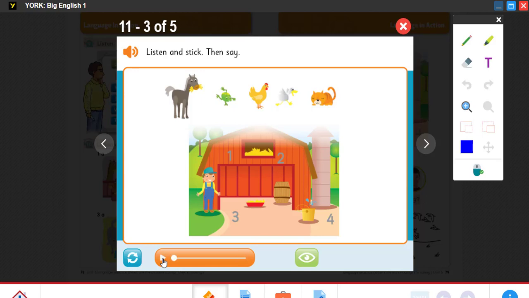Now let's listen again and try to stick. But before listening, I'd like to remind you that you will find the stickers by the end of the book.